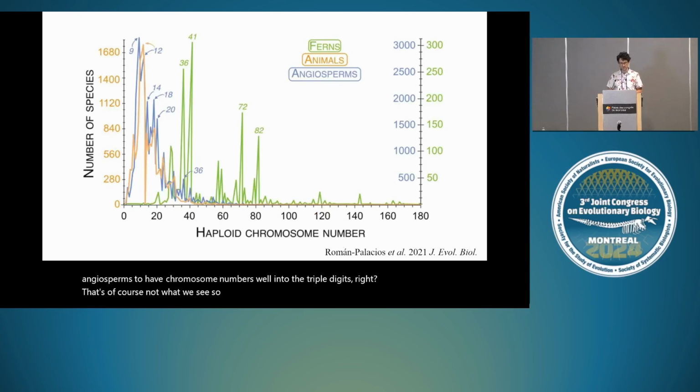This figure shows the haploid chromosome number distributions in angiosperms, animals, and ferns. Angiosperms are shown in blue, and what you can see is that the vast majority of angiosperms have somewhere around 9 or 12 chromosomes. Interestingly, this pattern matches very closely to what we see in animals, shown in orange, even though animals do not experience whole genome duplication with nearly the same frequency as angiosperms. So clearly something is resulting in chromosome number reduction following duplication, but we don't really know what drives this process.